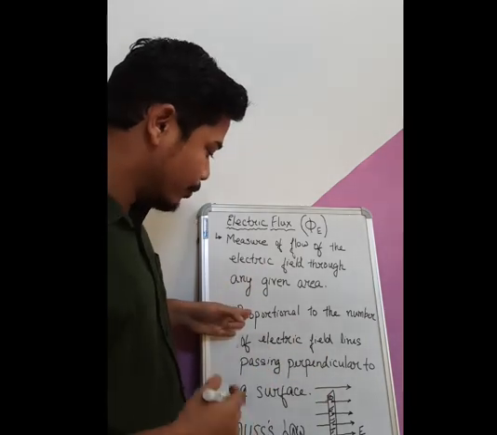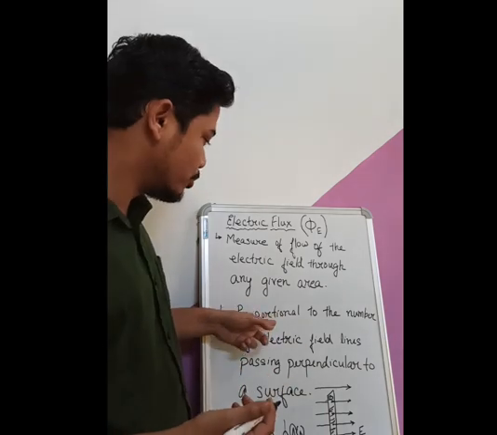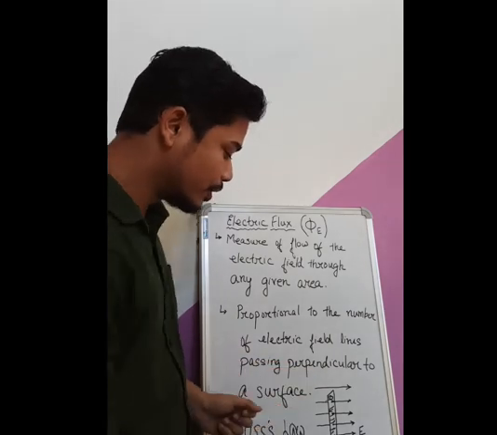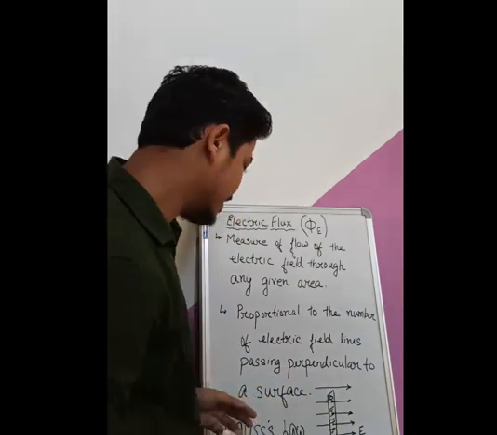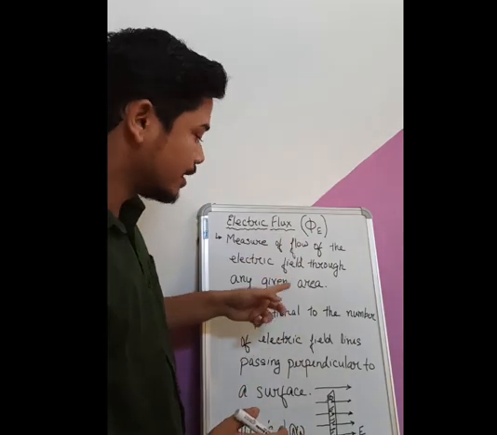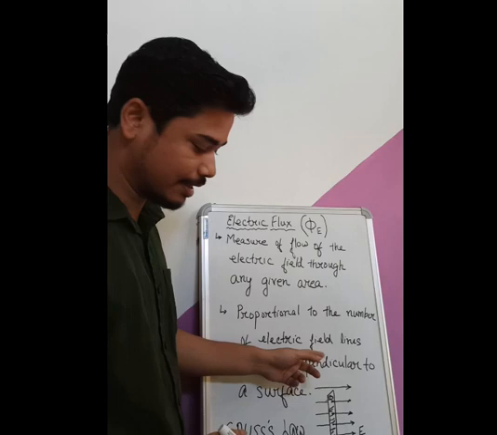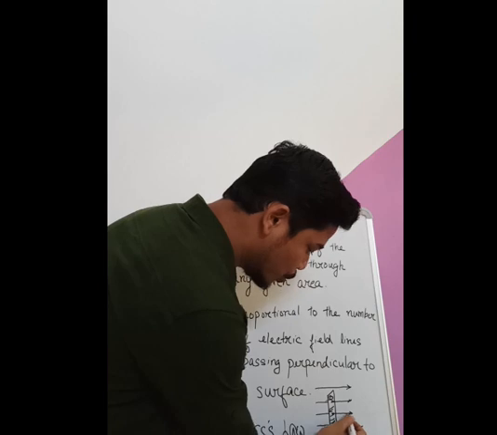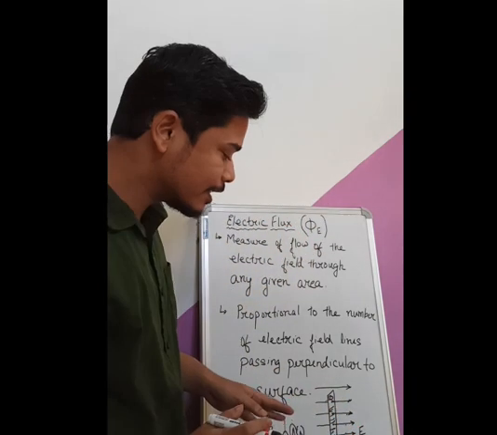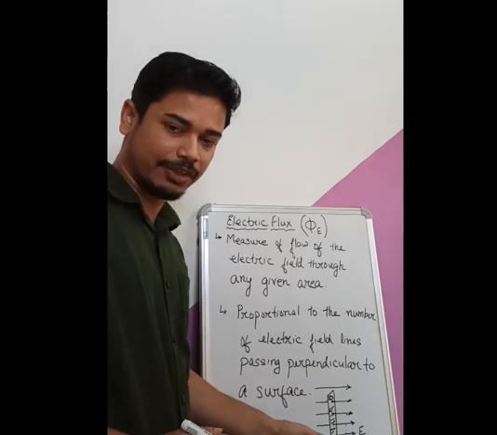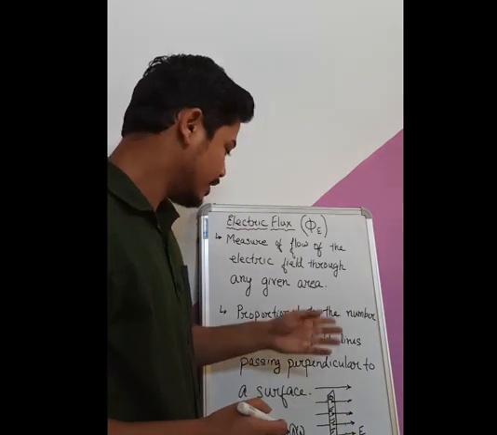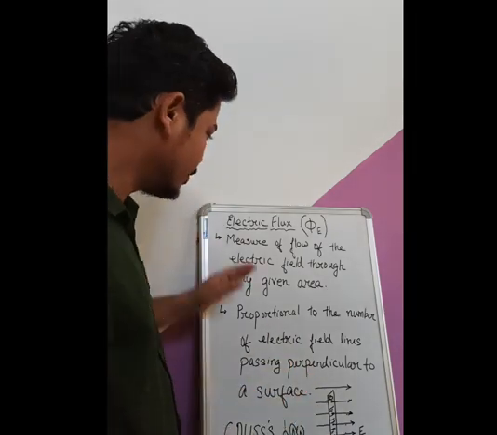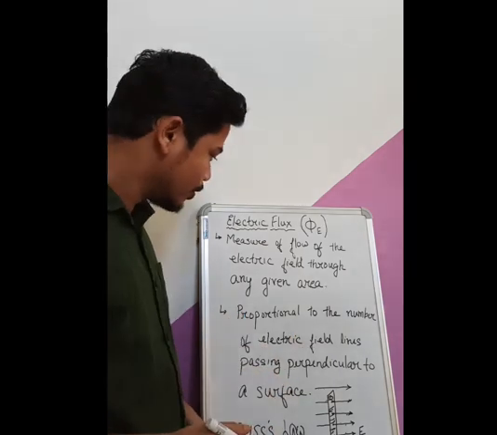We have come to know that the electric flux is proportional to the number of electric field lines passing perpendicular to the surface. So these are the lines which are perpendicular to the surface. Now how many lines are passing through this surface? We have got 1, 2, 3, 4, 5. So 5 lines are passing through this given surface, perpendicular to it. So the value of electric flux would be 5 in this case. Okay.